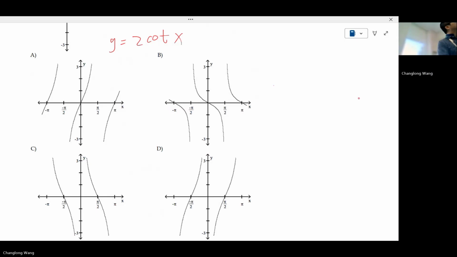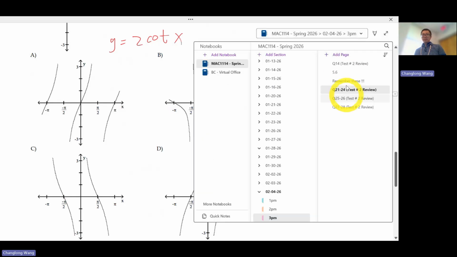Yeah. What's wrong with the B? Now, cotangent graph without any shift will be something like this, right? That's a cotangent. But if you do it 2 times, it's only going to stretch it, but it's not supposed to shift it. All right, no problem.